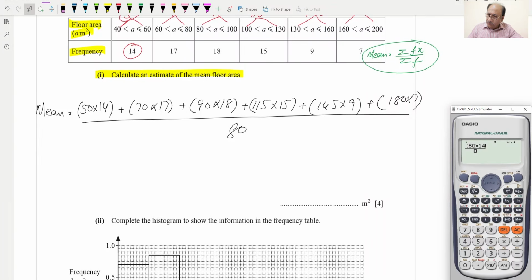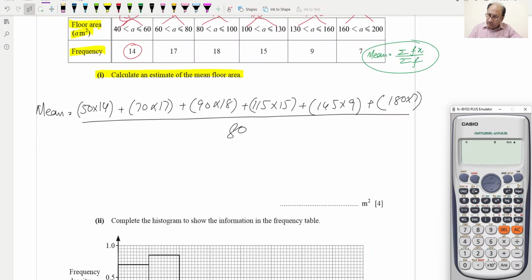50 into 14, bracket close, plus 70 multiplied by 17, plus 90 multiplied by 18, plus 115 multiplied by 15, and then plus 145 multiplied by 9, plus 180 multiplied by 7, and this will be divided by 80, and this is equal to 195 over 2, I think so. We have done some mistake.